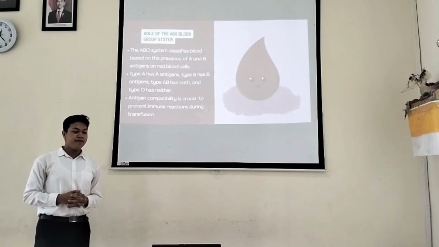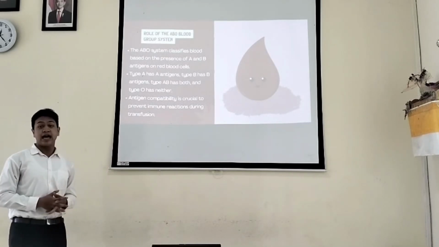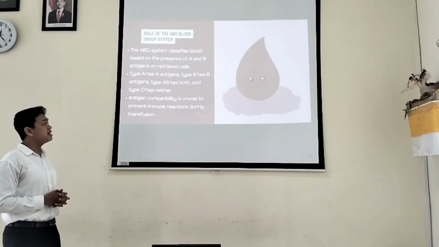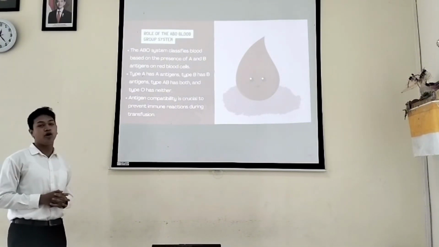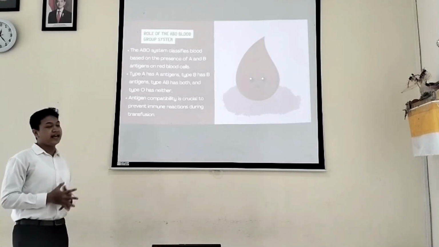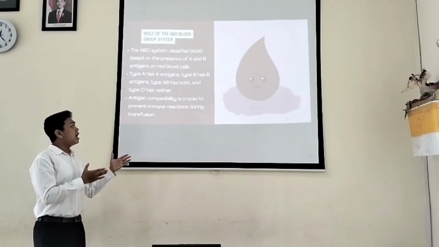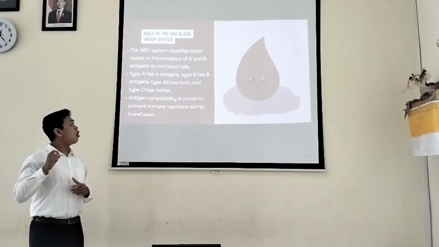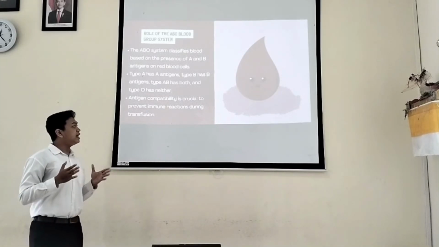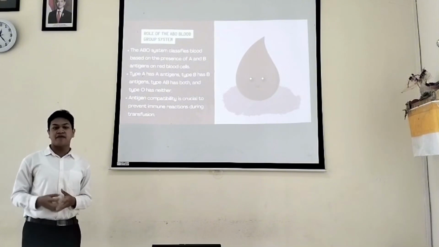Role of the ABO blood group system. The ABO system classifies blood based on the presence of A and B antigens on red blood cells. Type A has A antigens, type B has B antigens, type AB has both, and type O has neither. Antigen compatibility is crucial to prevent immune reaction during transfusion.